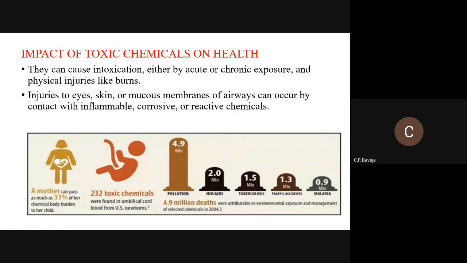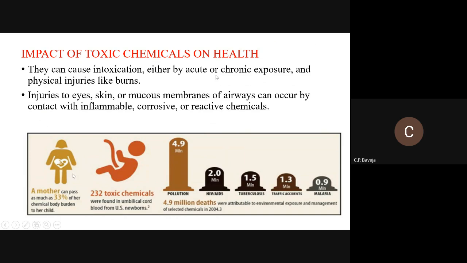Then the impact of toxic chemicals on health. These chemicals can be toxic. Intoxication may occur either by acute or chronic exposure. Physical injuries like burns may occur, and injuries to the eyes, skin, or mucous membranes of the airways can occur by contact with inflammable, corrosive, or reactive chemicals.